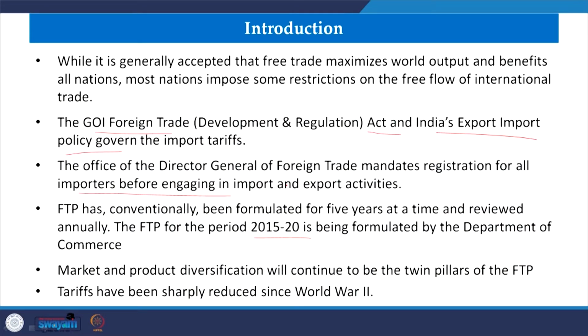What it does basically is identify market and product diversification, and these are usually the twin pillars of WTO discussion as well as the foreign trade policy. It has also been observed that tariffs have been sharply reduced since World War II, because of many suggestions through GATT or other topmost financial organizations and institutional frameworks, which have actually reduced the tariff lines. Now, let us understand the effects of tariff.